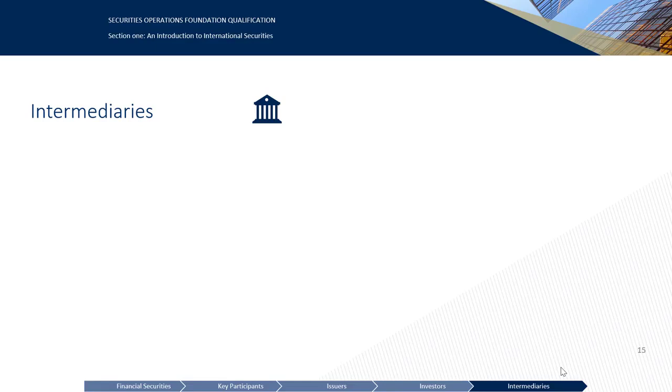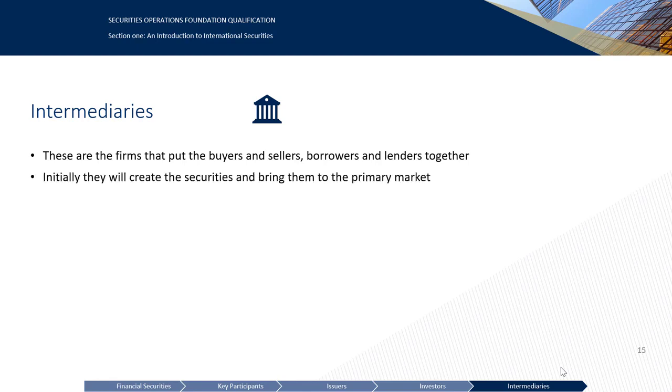Our last group of participants are the intermediaries. These are the firms that put buyers and sellers, borrowers and lenders together. In our market, we will see them with two roles. Initially, they will make the securities that we've been discussing. This is the primary market. But they don't stop there. Going forward, they'll be involved in the secondary markets, providing liquidity by finding new investors if someone wants to come out of a deal, and sometimes stepping in themselves to take on the risk. We will look at the primary market in Module 3 of this section and the secondary market in Module 4.